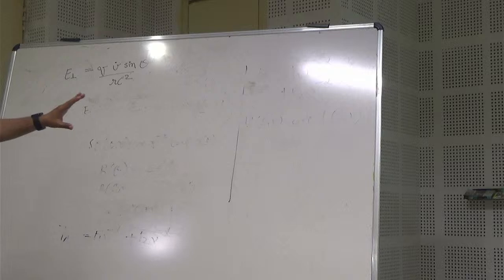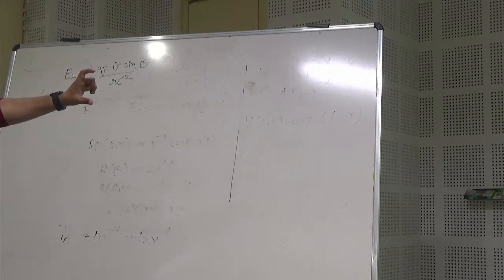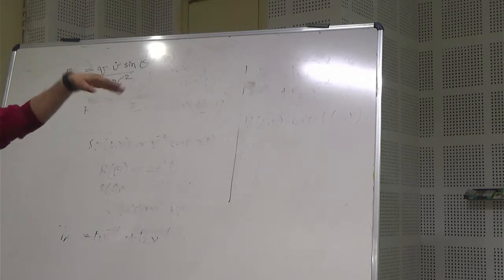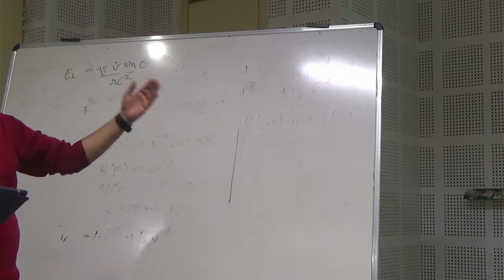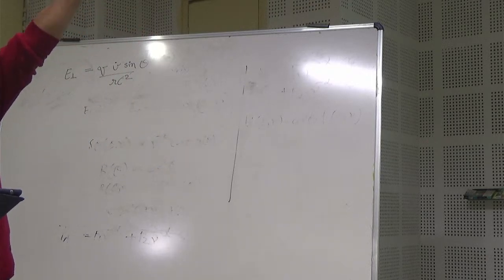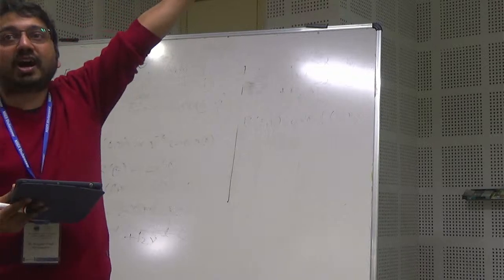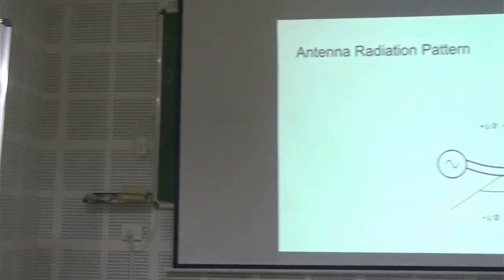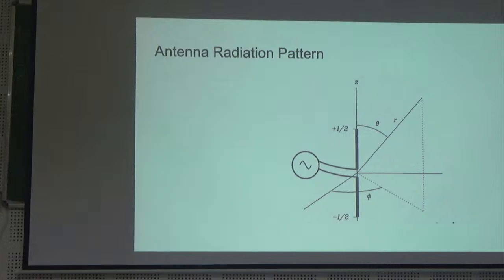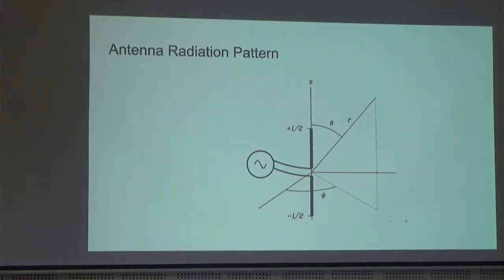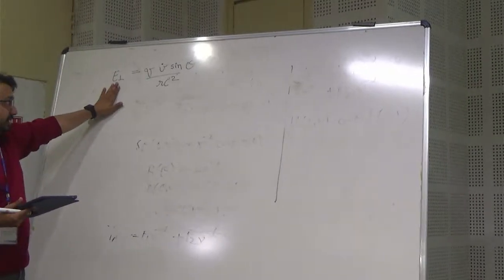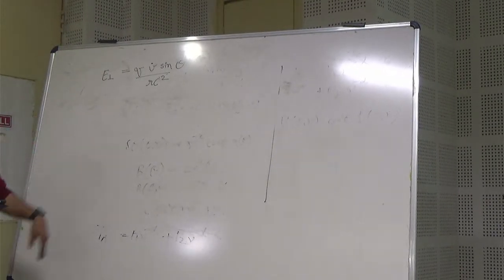So you have a dipole antenna. The length of the dipole antenna is small l. There are two arms, plus l by 2, minus l by 2. You are viewing or measuring the electric field at a distance of r with an angle of theta. That's the setup. It comes strictly from Larmor radiation, so what you want to know is the electric field distribution.